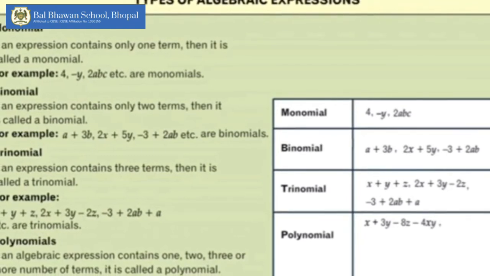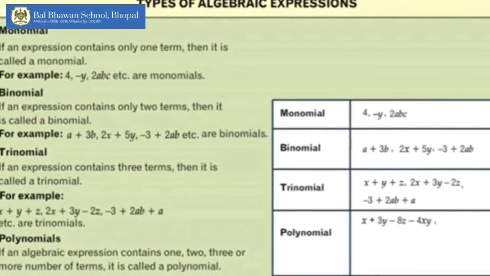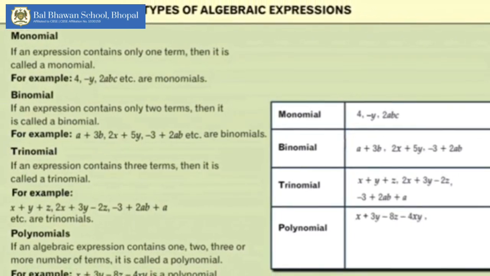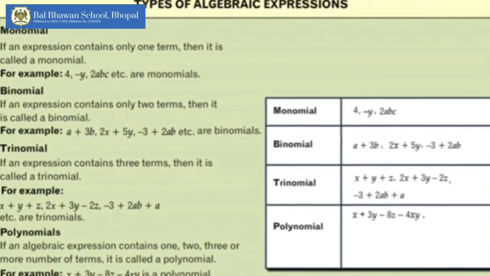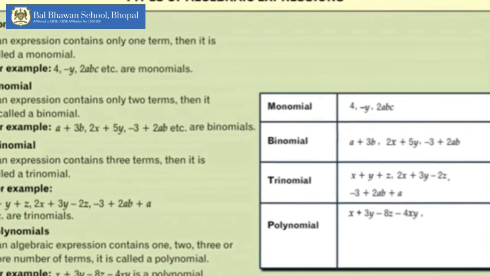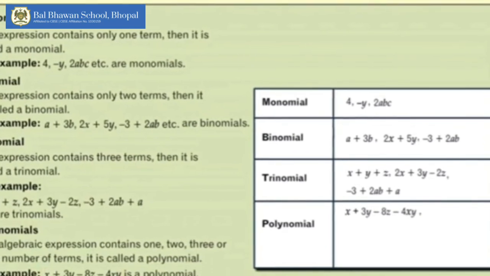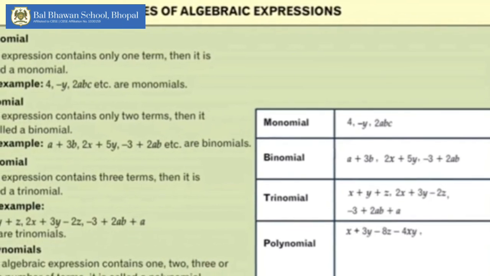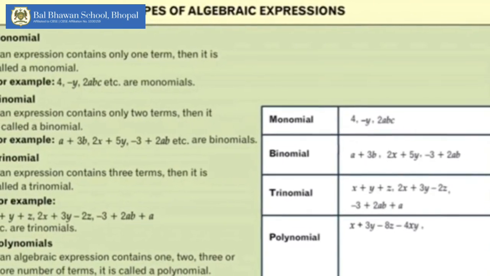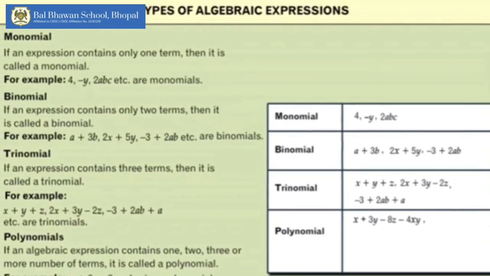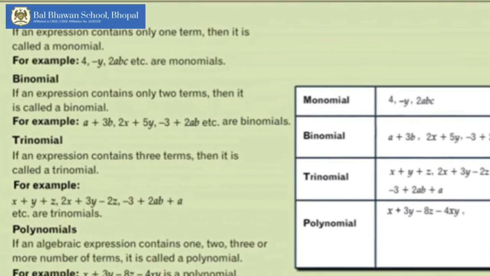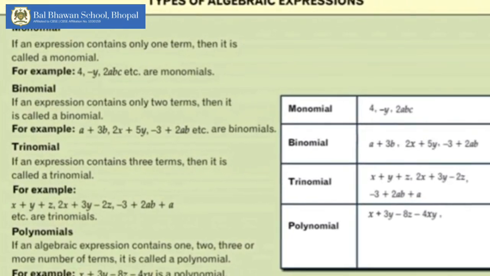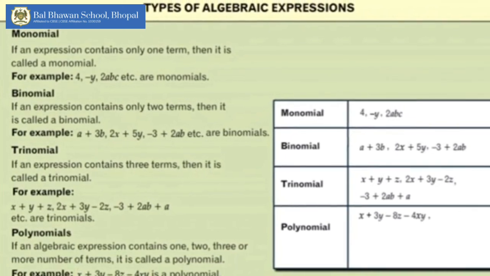Children, now let us talk about types of algebraic expressions. The first type is the monomial. An expression that contains only one term is called a monomial. For example, 4, minus y, 2abc have only one term, so they are known as monomials. The second type is the binomial. An expression that contains two terms is called a binomial, for example, a plus 3b. A trinomial is an expression that contains three terms, like x plus y plus z, 2a plus b plus c. They are called trinomials.